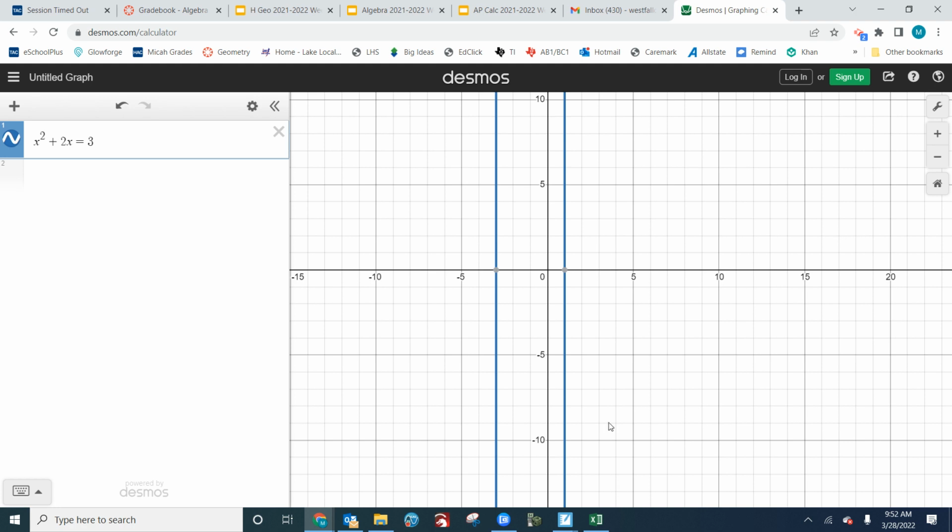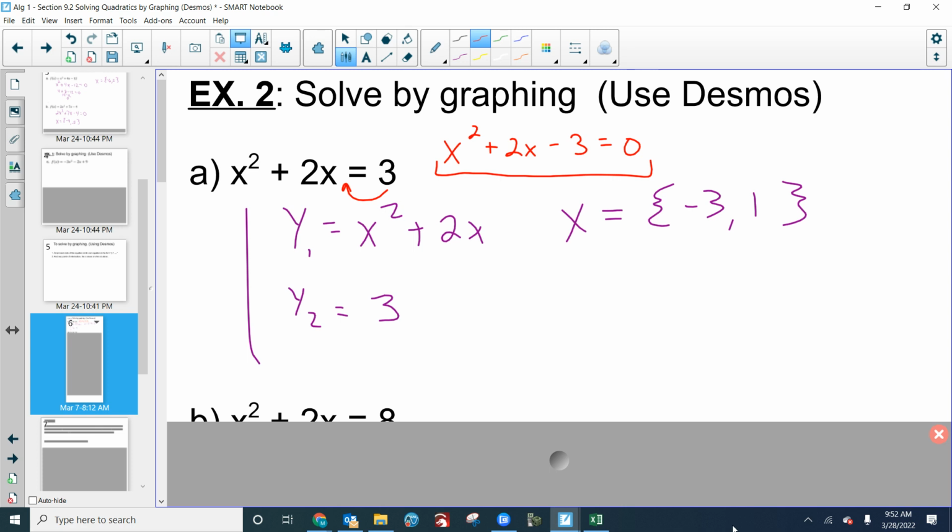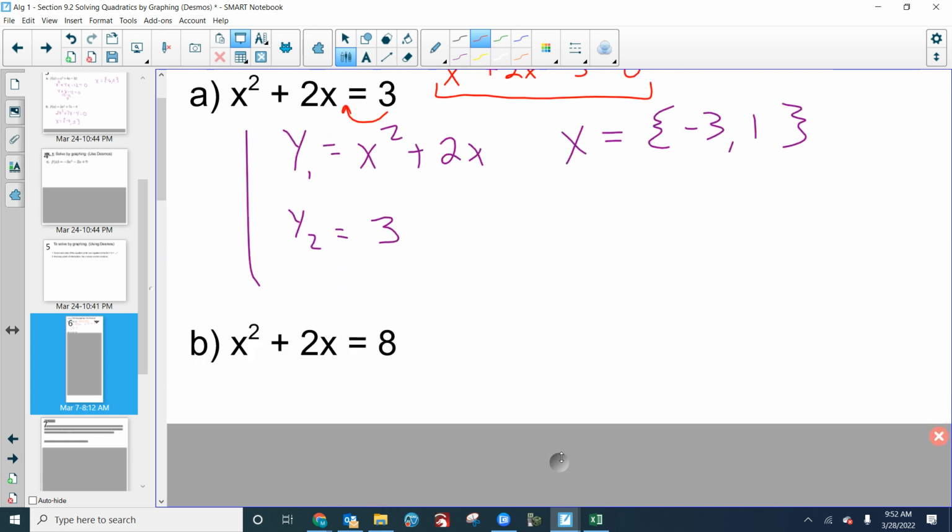Okay. So there's a couple ways to do this one. Do it in red. You graph that one. You're looking for where it crosses the x-axis. You graph the purple ones. You're looking for where they cross each other. All right. Go ahead and try letter B. Pick one of those methods.